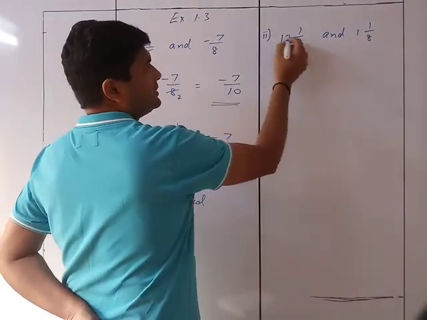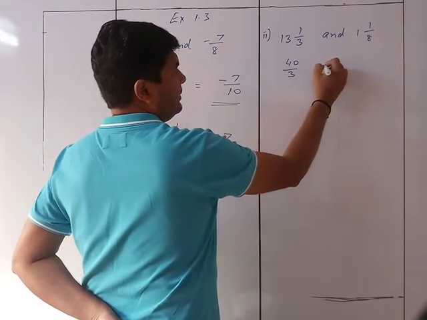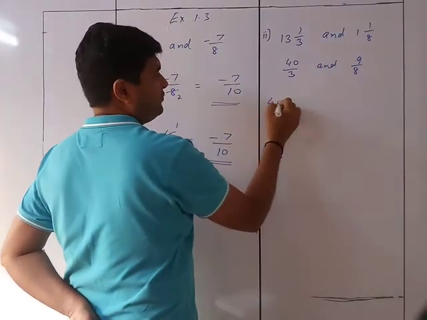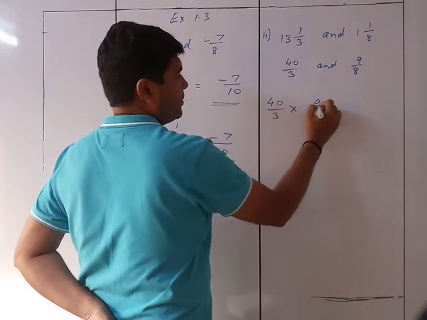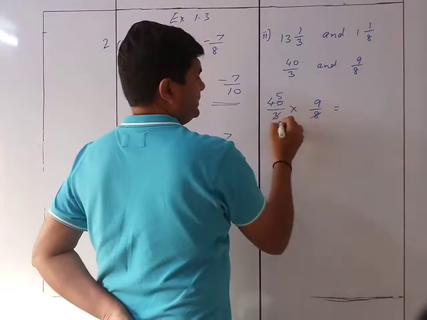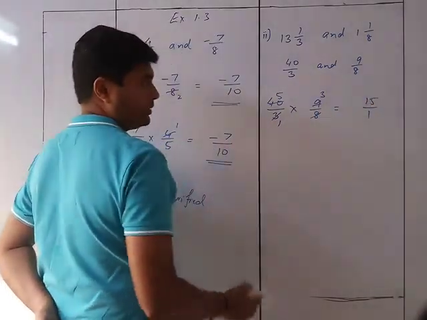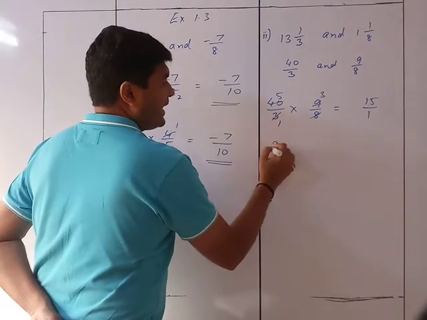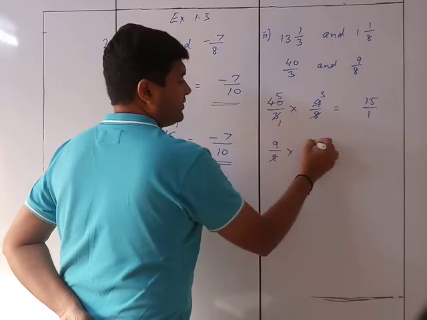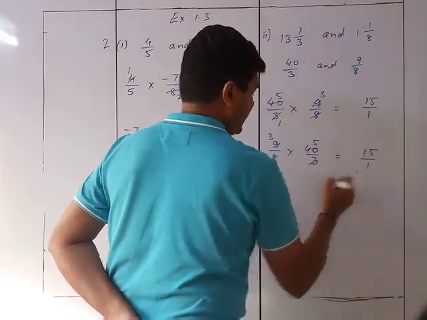The next one is 13 1 upon 3 and the next is 1 1 upon 8. That makes it 39 plus 1, 40. So 40 upon 3, and 8 1 8 plus 1, 9, so 9 upon 8. So we have to find 40 upon 3 into 9 upon 8. 8 5s are 40, 3 3s are 9, so it will be 15 upon 1. The next case will be 9 upon 8 into 40 upon 3. Again 8 5s are, 3 3s are, it's again 15 upon 1.